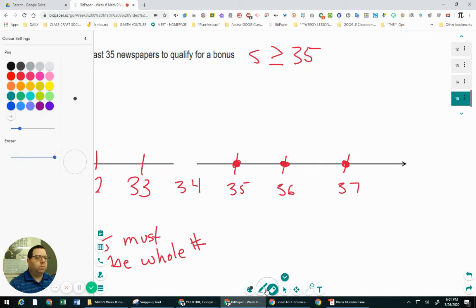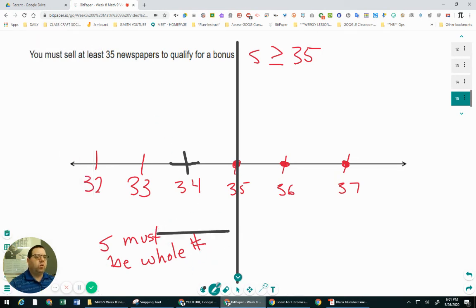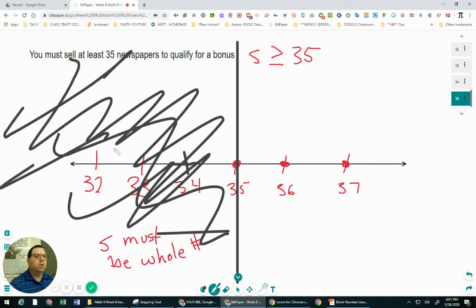You guys get the idea. But nevertheless, I'm trying to be picky about this. Okay, here's your boundary point. Sorry about that, guys. Okay, there's your boundary point. Okay, much better. So if you sell 34 newspapers or less than 35, you're no good. Okay? All right, here the solution exists, right?